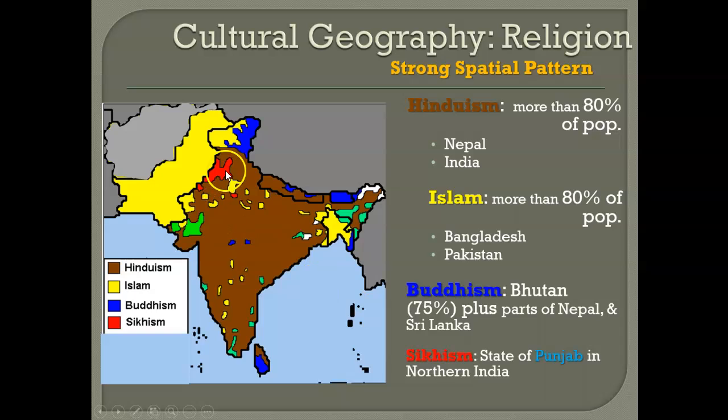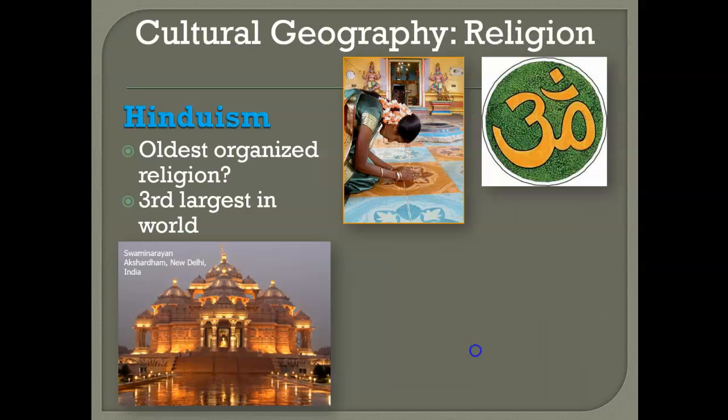And then Sikhism is the red. This area right here. It's in the northern part of India, not the very furthest northern part, but it is towards the north. And it is really confined overall to the state of Punjab. It is one of the states of India, and that is where Sikhism evolved. That's where it began, and that is where most of the people who are Sikhs still live. Okay? So that is our strong spatial pattern of religion through the area. Let's talk about Hinduism in a bit more detail.